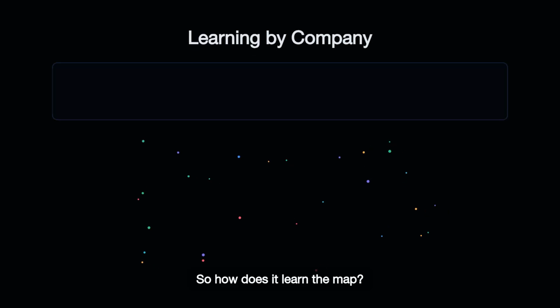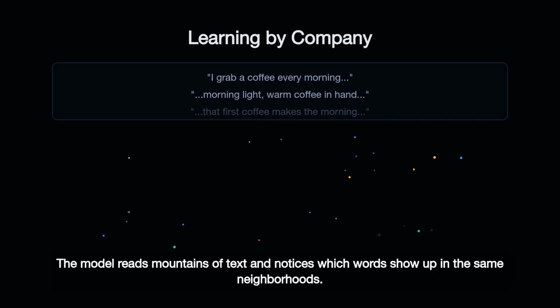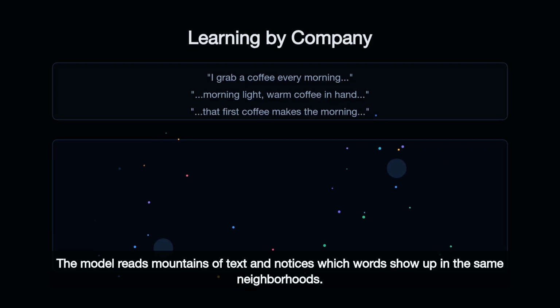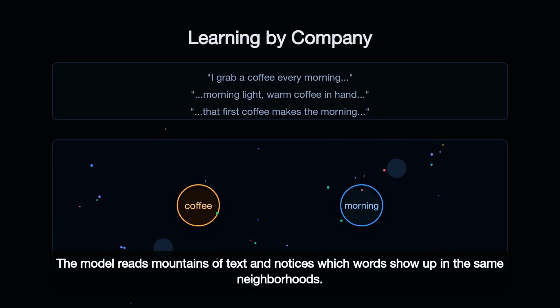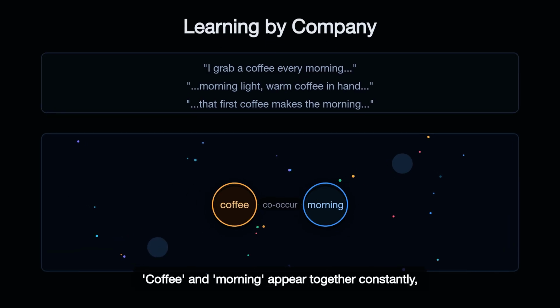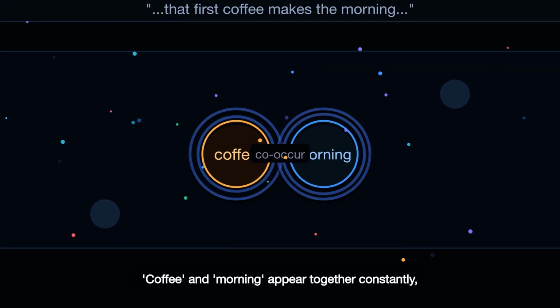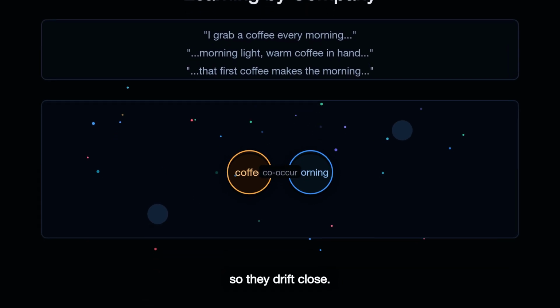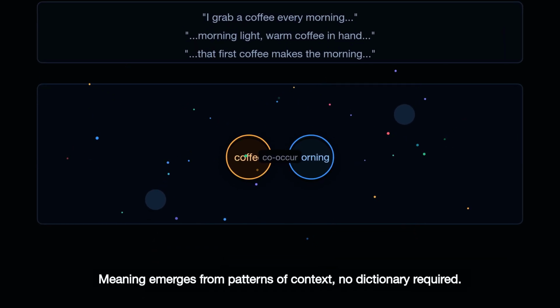So how does it learn the map? Simple. You shall know a word by the company it keeps. The model reads mountains of text and notices which words show up in the same neighborhoods. Coffee and morning appear together constantly, so they drift close. Meaning emerges from patterns of context, no dictionary required.